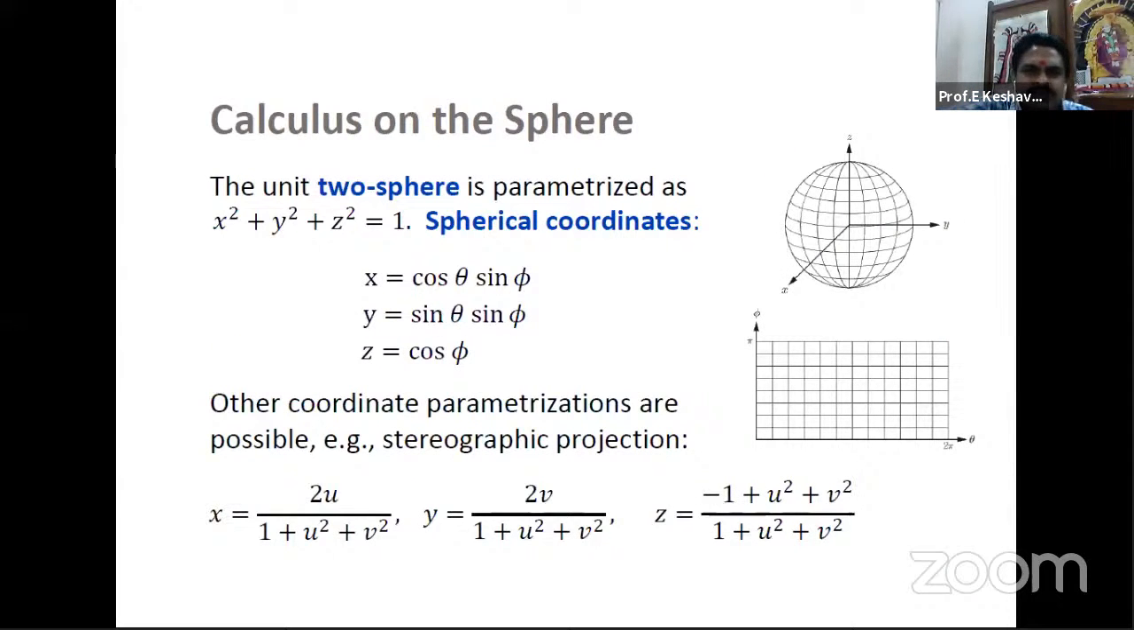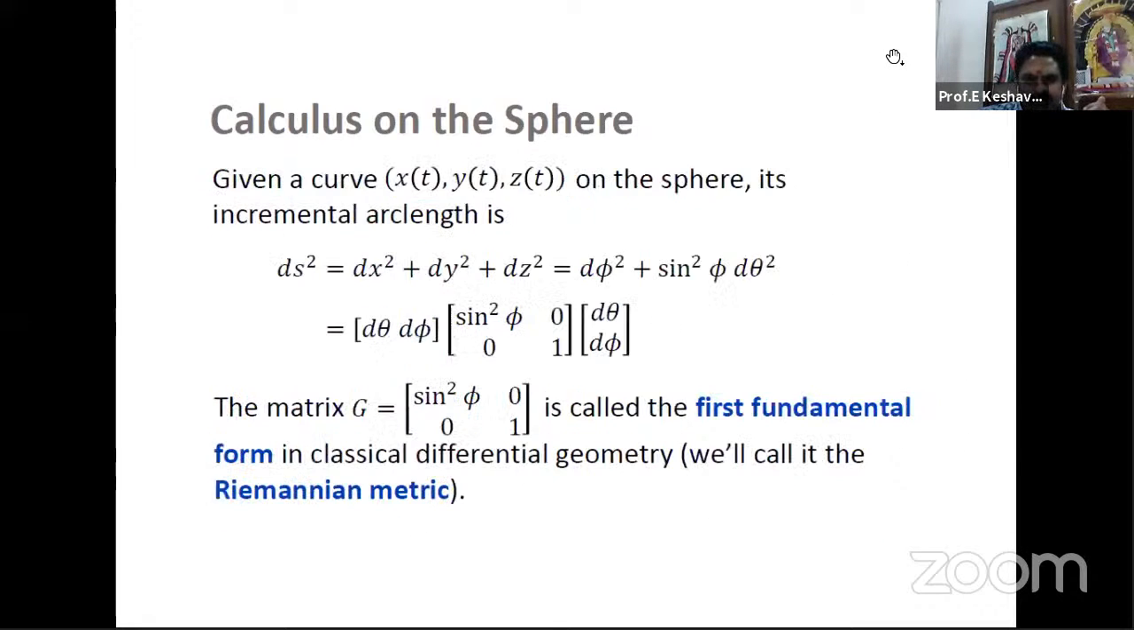So, calculus of the sphere. Suppose a unit 2-sphere is parameterized as x squared plus y squared plus z squared equals 1. The spherical coordinates we are going to give are x, y, z equal to cos theta sin phi, sin theta sin phi, and cos phi. Other coordinate parameterizations are possible. What we are going to do with this is calculus on the sphere. Now, a given curve x(t), y(t), z(t) is parameterized on the sphere.